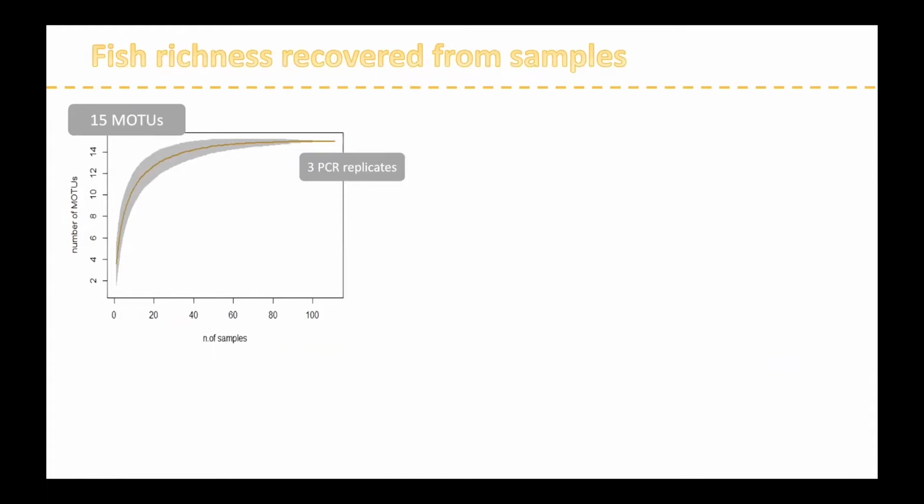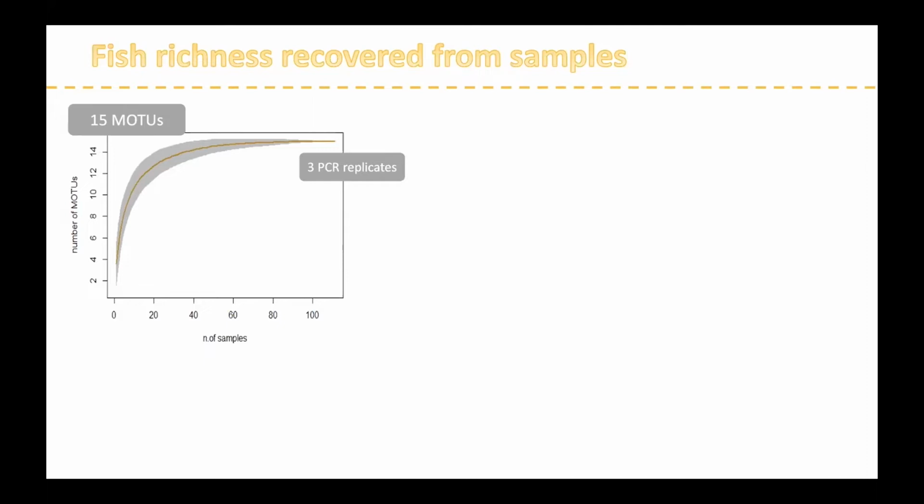Moving to the results, here you can see the fish richness that we recovered from our samples. We obtained 15 vertebrate MOTUs from 183 PCR replicates: 14 Antarctic fish and 1 marine mammal, the Antarctic fur seal. In order to be conservative, samples with less than 10 reads were omitted from the analysis.